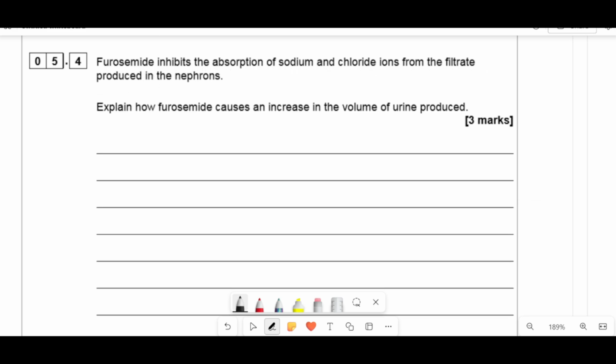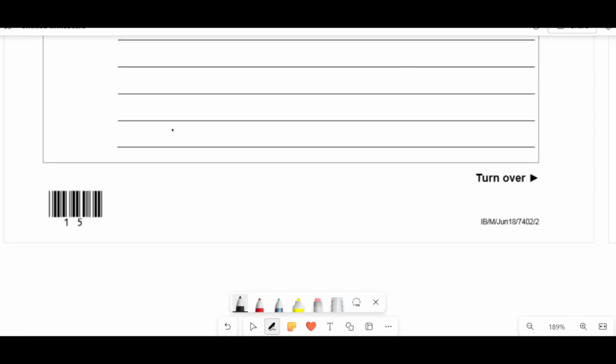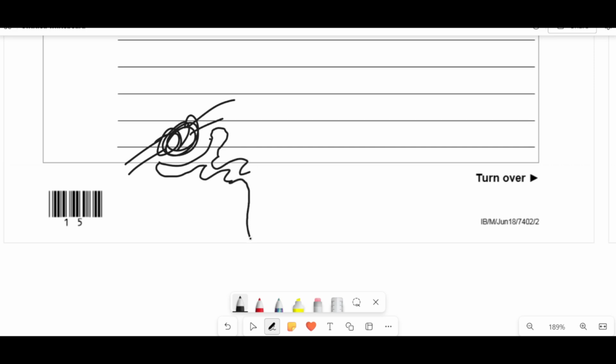Furosemide inhibits the absorption of sodium and chloride ions from the filtrate produced in the nephrons. Explain how this would increase the volume of urine produced. So quick crash course on how your kidneys work. So you have your afferent arterioles coming to your nephron, and then a bundle of capillaries called your glomerulus, and then your efferent arterioles. What happens is you've now got your Bowman's capsule surrounding it, and then you've got your proximal convoluted tubule here. You've got your descending limb of the loop of Henle, the ascending limb of the loop of Henle, your distal convoluted tubule.